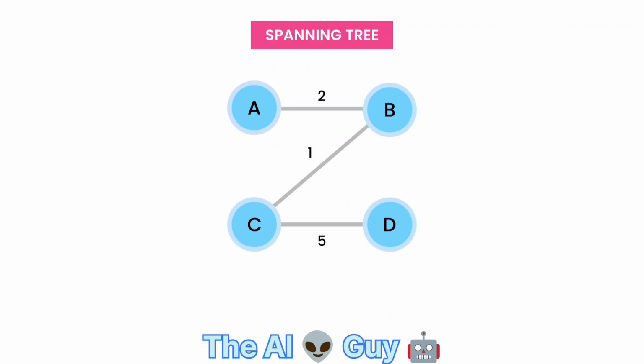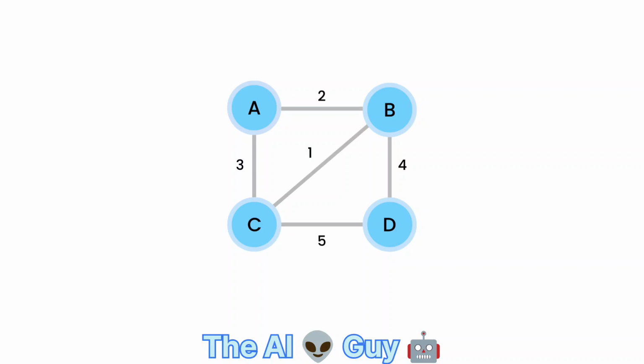Now, spanning trees are not unique. There are many ways to create a spanning tree for a given graph. So back to our original graph, we can also remove the edges between A and B and C. All our nodes are still connected, so this is another spanning tree.